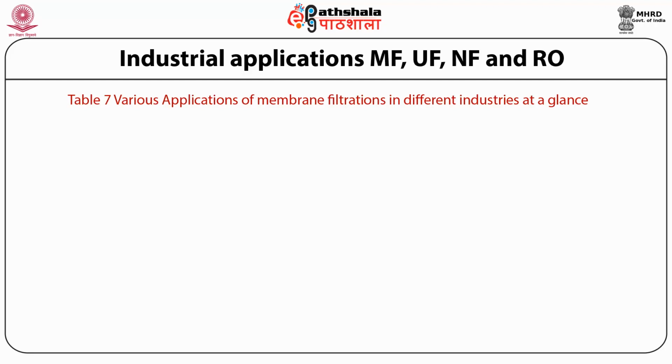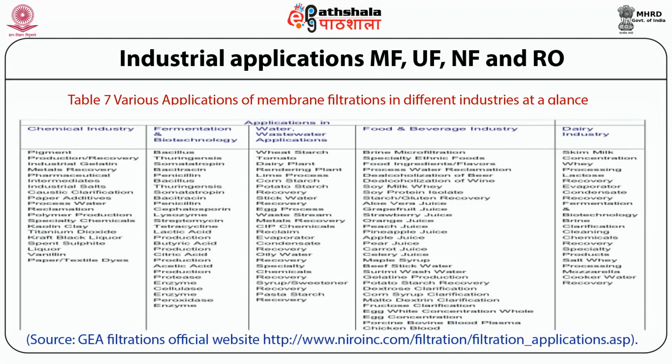And here we can see that membrane processes are used in a number of industries like chemical industry, fermentation and biotechnology, wastewater application, food and beverage industry, and dairy industry. So in chemical industry, it is used for pigment, industrial filtration, metals recovery, industrial salts, paper adhesives, and then liquor or vanillin. In case of fermentation and biotechnology, it is used for bacillus, lysozymes, lactic acid production, butyric acid production, citric acid production, acetic acid production, protease enzymes, cellulose enzymes, peroxidase enzymes, etc.